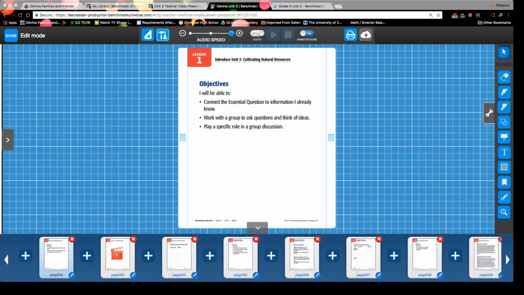We are ready to get our synapses snapping and our dendrites stretching. We are starting Unit 3 today, and we're on Lesson 1. Our objectives are: I will be able to connect the essential question to information I already know, work with a group to ask questions and think of ideas, and play a specific role in a group discussion. So let's get started.